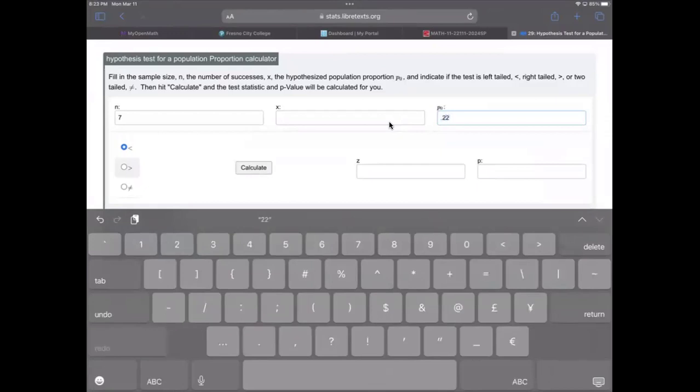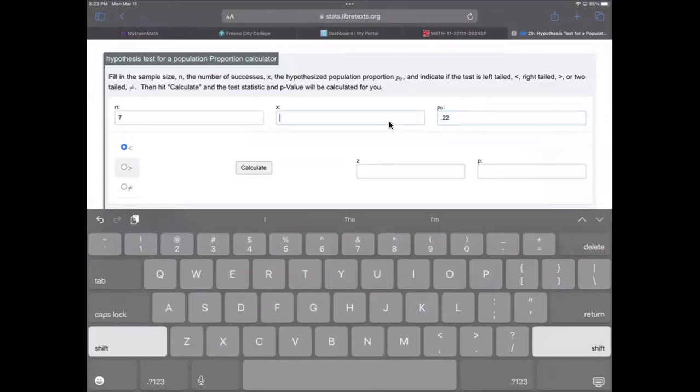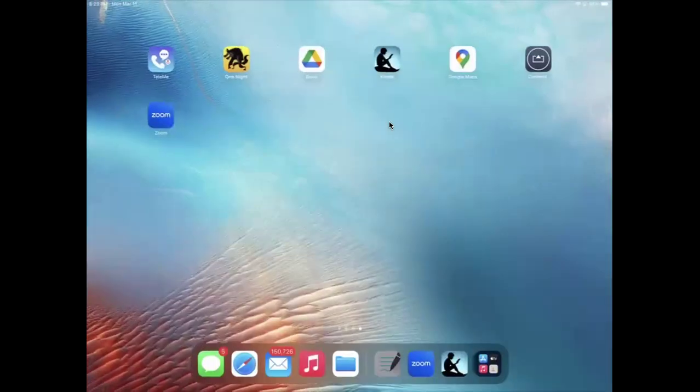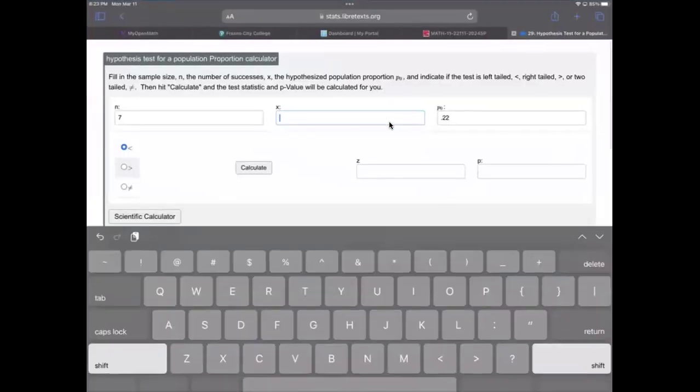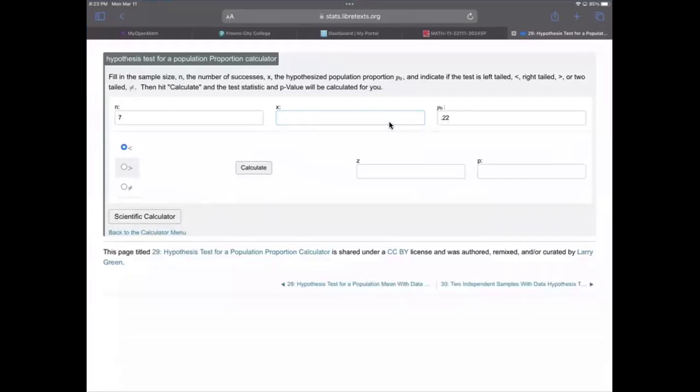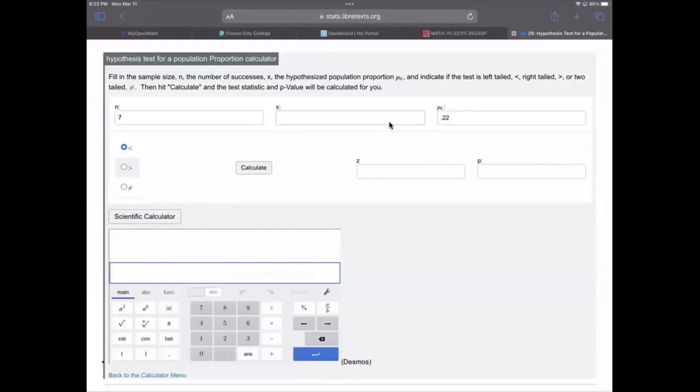0.22. And now the X, remember we've got to go back and get that. So what's the X again? It's right here. 285714 times 77. Well, to get that, I'm going to have to click on science. See the scientific calculator at the bottom? Click on that. I just clicked on scientific calculator.